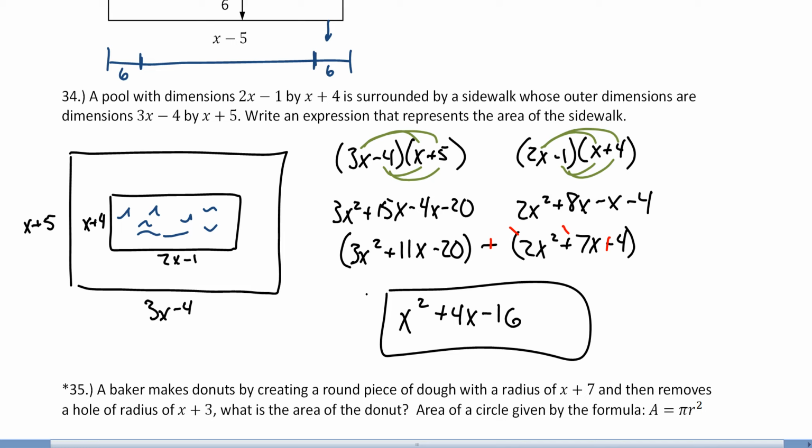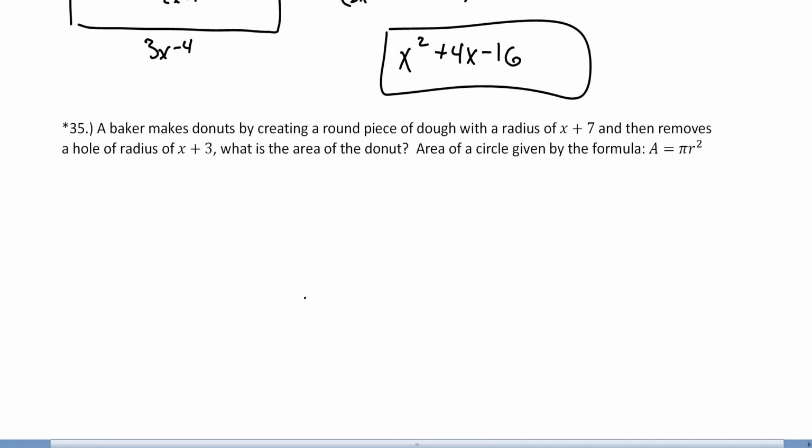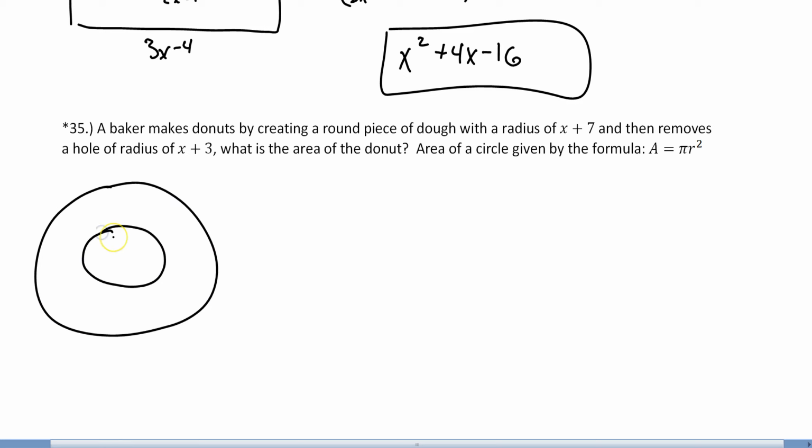All right? The last one is once again the same kind of thing. This one's a little bit more challenging just because of the nature of the formulas. But we're talking about a donut. So we've got a donut here, and we remove the center to make our donut. And it says that the diameter of this, if this little piece that was removed is x plus 3, and then the diameter from the whole thing all the way to the outside is x plus 7. And so really, just like we did with the pool example, I have to take the whole thing minus what was removed to get the area of the donut itself.